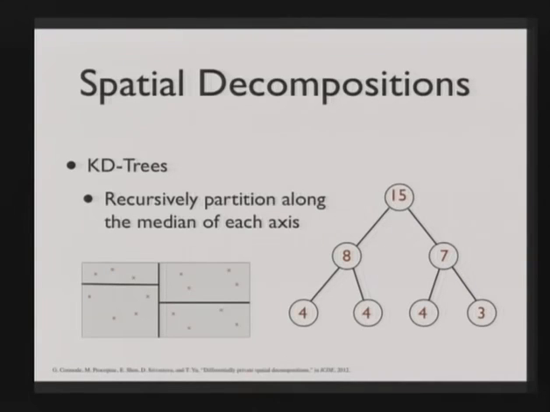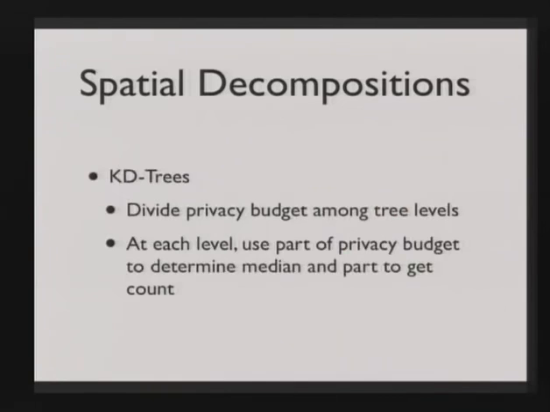So this seems good, but the caveat behind KD tree is that we need to divide our privacy budget. We need to divide our epsilon among all the levels in the tree. Furthermore, at each level, I cannot use all the epsilon dedicated at that level to issue a count query. I need to use this epsilon to issue a query for the median, because I cannot know the median in a non-differentially private way. And then I'm going to use the remainder to issue a count query. So I'm utilizing my privacy budget. I'm decreasing the epsilon I use for each differentially private query, and therefore, I am increasing my noise error.